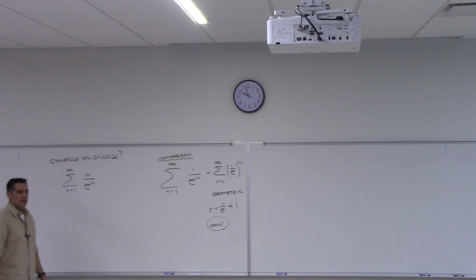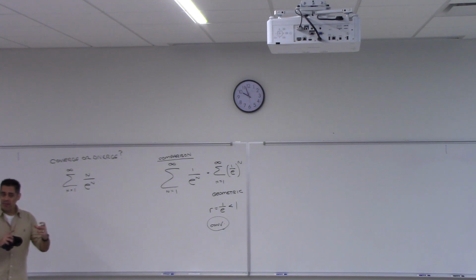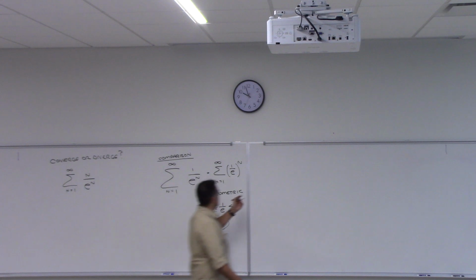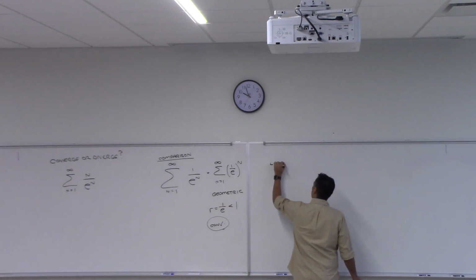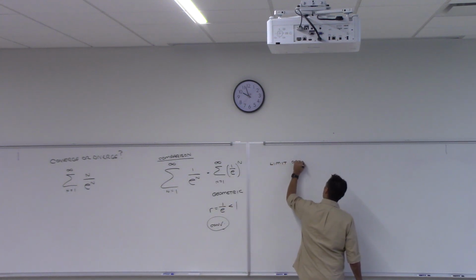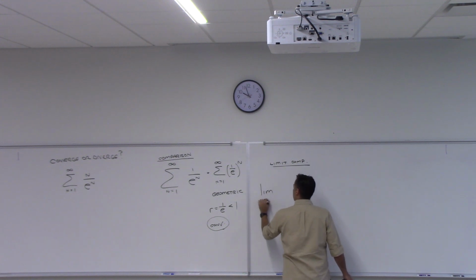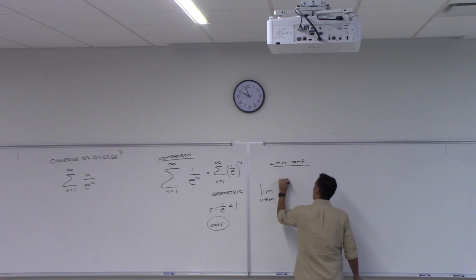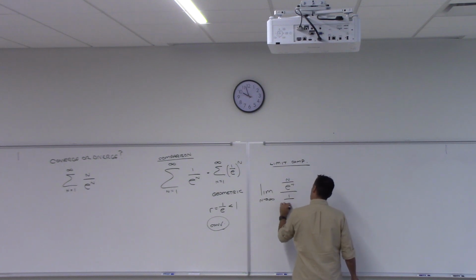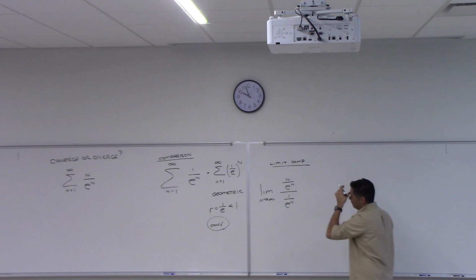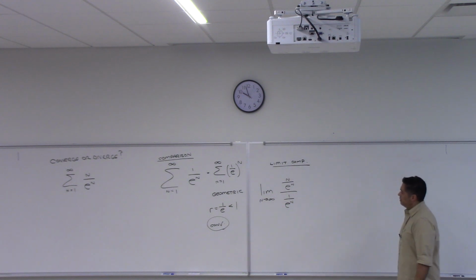Okay, now I can do the inequalities or I can do the limit. Y'all want to do the limit? Okay, so I'll do the limit. Do limit comparison. I'm going to take the limit as n goes to infinity of n over e to the n, over 1 over e to the n. No bueno.